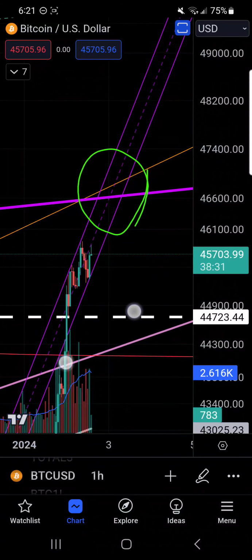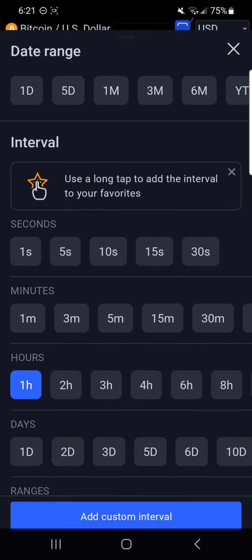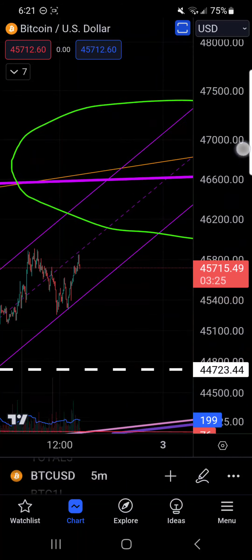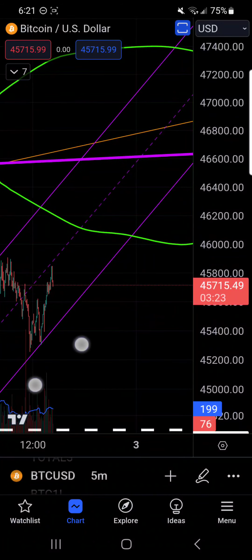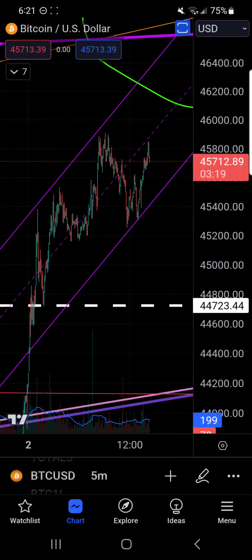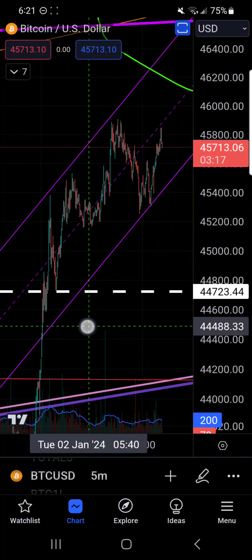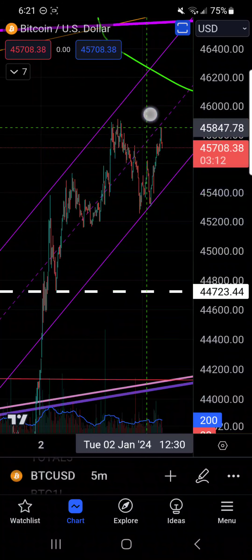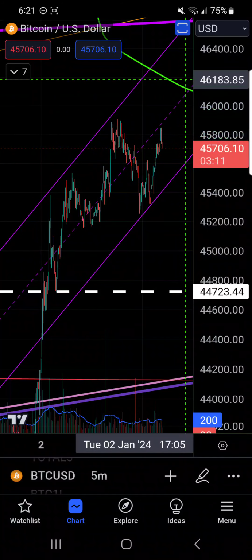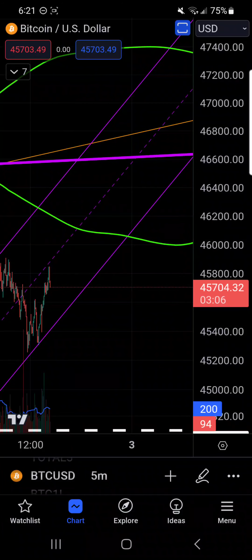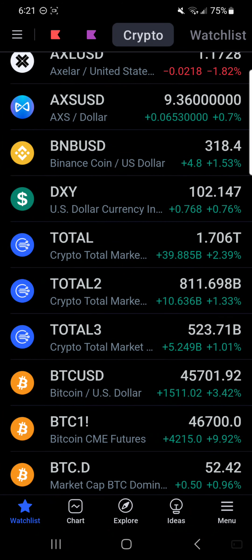And if you look on the 5-minute, you can more clearly see how we're trading here in this channel. All right, so that's about it. That's what we're doing right now. Let's go look at what everything else is doing here.